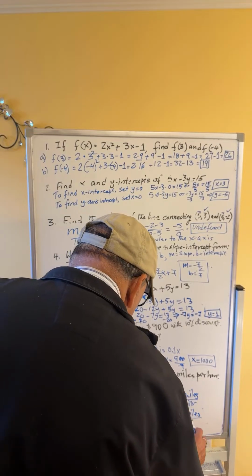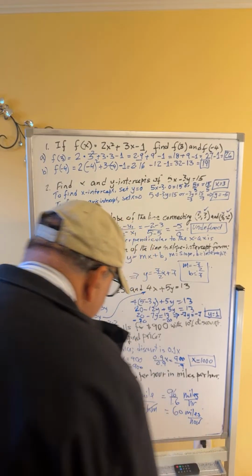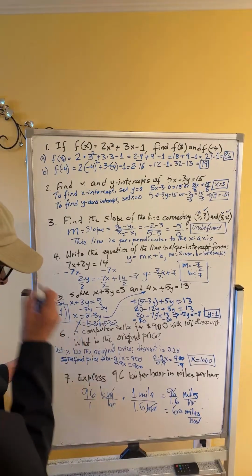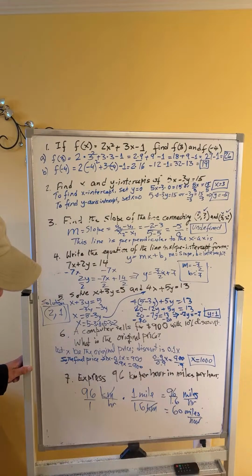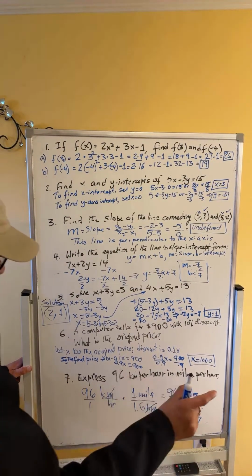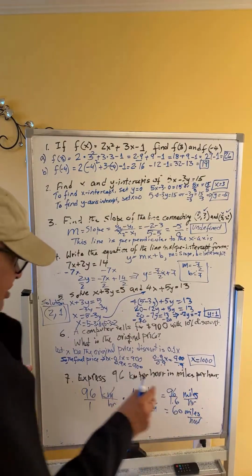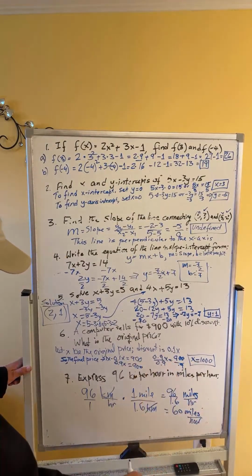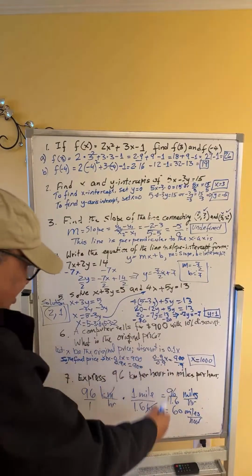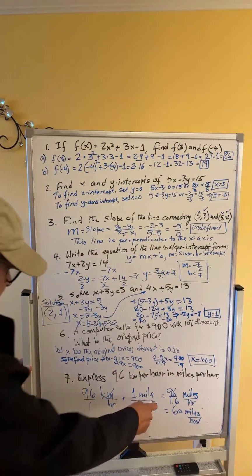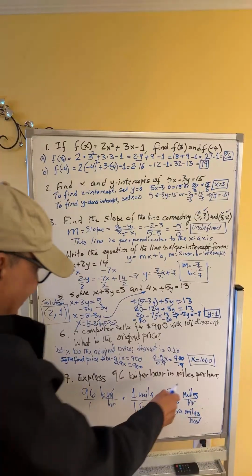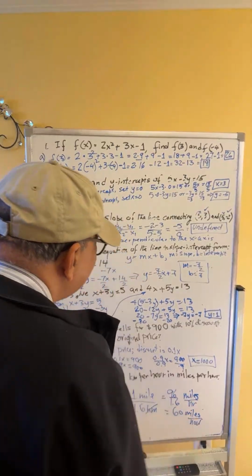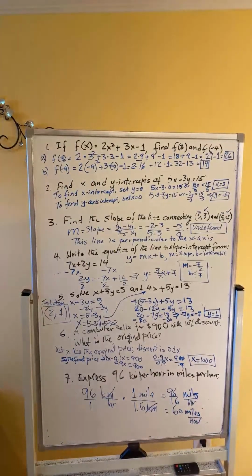So what did I do? 96 kilometer per hour divided by 1, multiplied by 1 mile per 1.6 kilometer. Mile is longer than kilometer. So 1 mile is equal to 1.6 kilometer. This is the conversion factor. Cancel out the kilometer, it becomes 96 divided by 1.6 miles per hour, or 60 miles per hour.